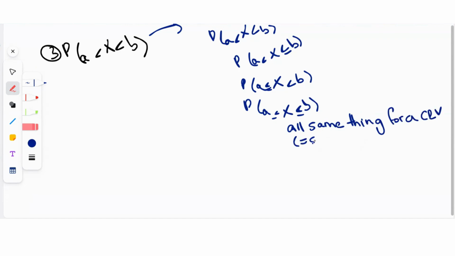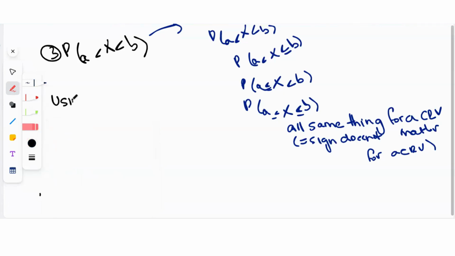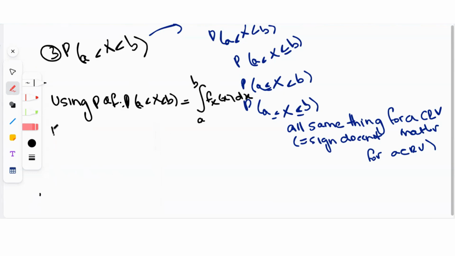The equal to sign does not matter for a continuous random variable, so they all mean the same thing. So how do we find this? Again, we can either use the PDF or the CDF. Using PDF, we can just integrate the PDF over this interval to find the area under the PDF, which gives us this probability. So the integral from a to b of f_X(x) dx. And using CDF, how can we do this?